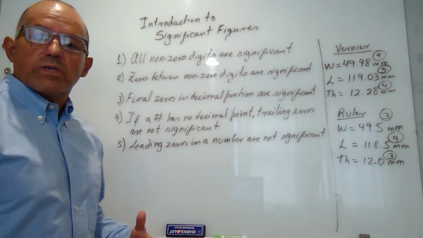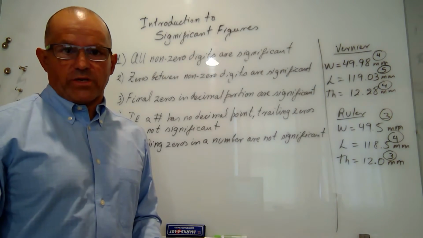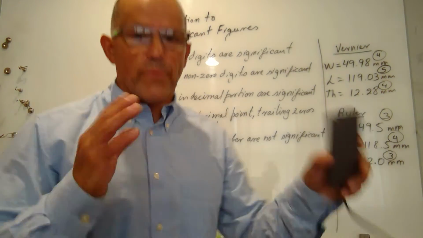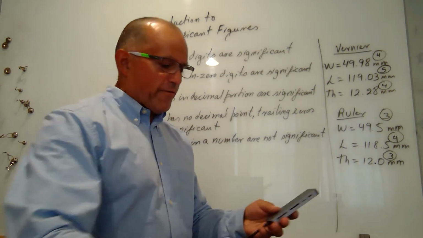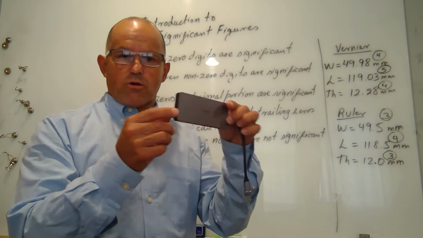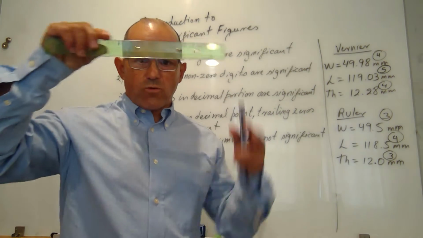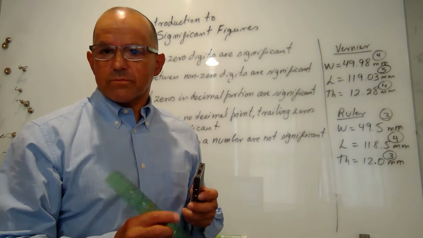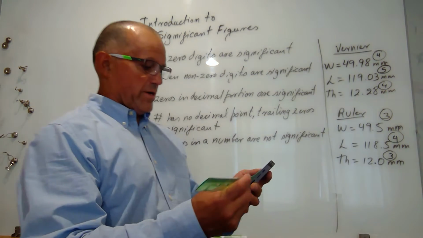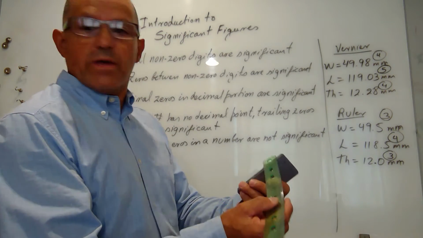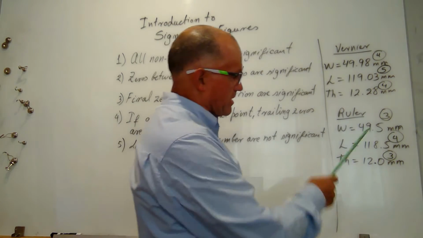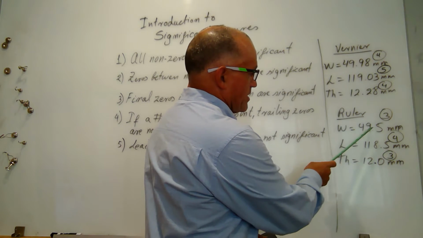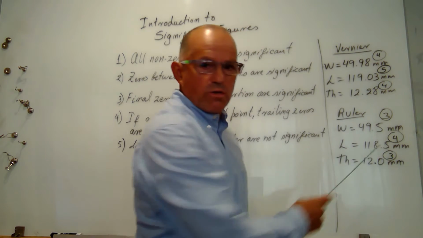I'm going to start by giving the importance of significant figures. In order to do that, I'm just going to present a quick example of measuring an object. If I want to measure a rectangular object like this with a regular ruler in millimeters, I measure the length, the width, and the thickness, and the results I have here. The length 118.5 millimeters, the width 49.5 millimeters, the thickness 12.0 millimeters.